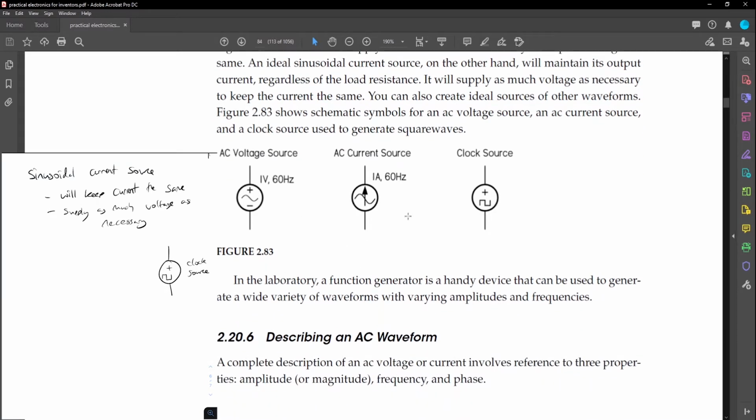In a laboratory, a function generator is a handy device that can be used to generate a wide variety of waveforms with varying amplitudes and frequencies. Function generators, I use one of these in digital electronics. I actually need to go back and study digital electronics again. Function generators can generate a wide variety of waveforms, different types of waveforms.